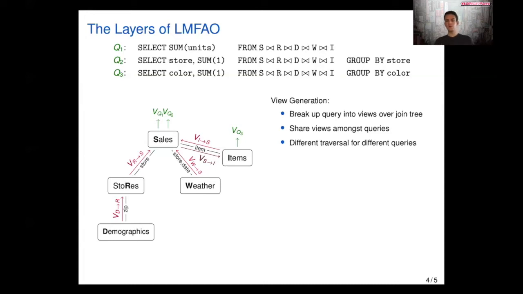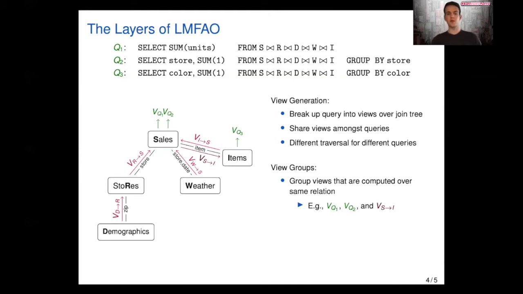In addition to reusing views across queries, we also notice that a lot of computation is done over the same relations. In this case, for instance, the views for Q1, Q2, and the view from sales to item are computed over the sales relation. And so we group these views together and compute them in one pass over this underlying relation, which allows us to further share computation across the queries and to share the low-level data access into the relation. Finally, LMFAO generates highly specialized C++ code for each view group that is specialized for the given workload and data. This allows us to choose data structures for each view, inline function calls, perform loop unrolling, etc. And we can also parallelize the computation.